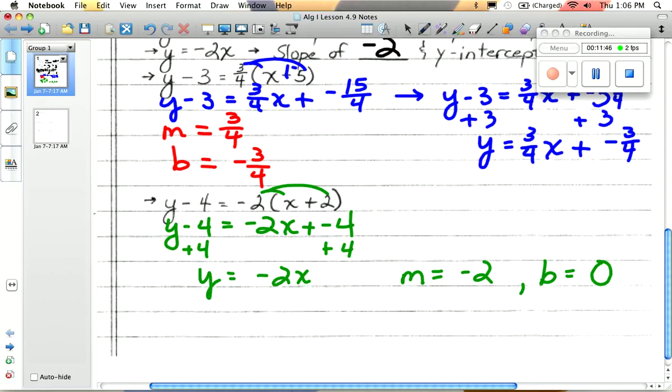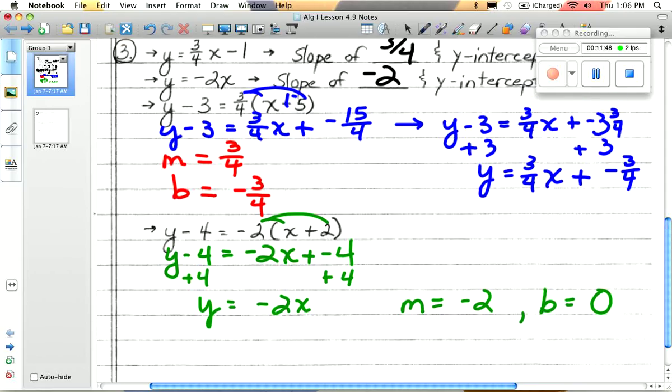Okay, now we can go and evaluate if we have any parallel lines. Do we have any sets of parallel lines? Remember the requirements: same slope, different y-intercepts. Are any of those parallel? The first one and the third one.